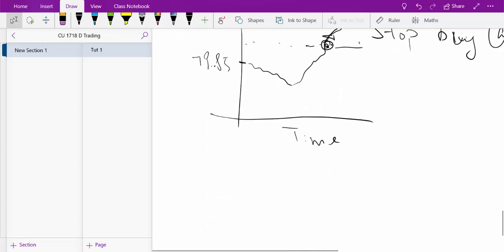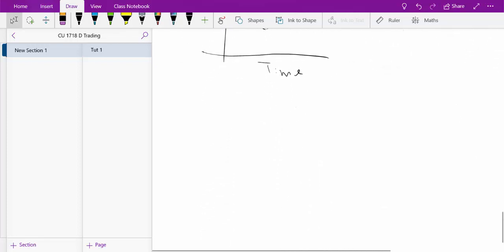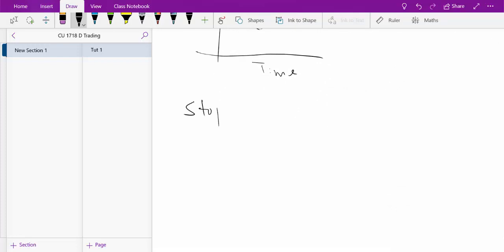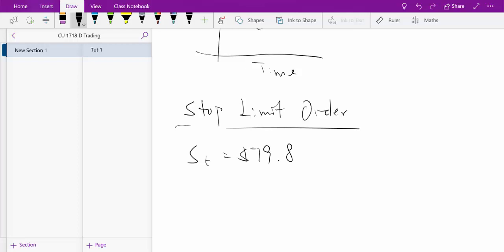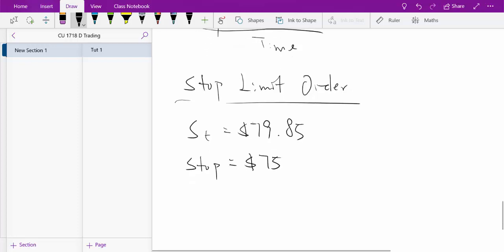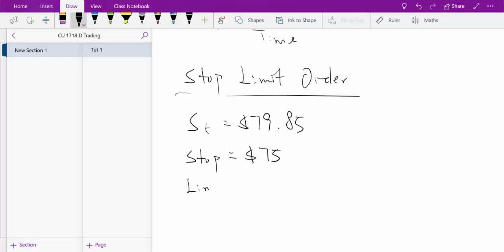Now, if that is your concern, this is when the stop limit order is relevant. A stop limit order actually has two numbers. Let's say the spot price is 79.85. That is the price right now. So you have a stop level, and let's just say 75. You also have another number called a limit, and let's say that was 74.50.